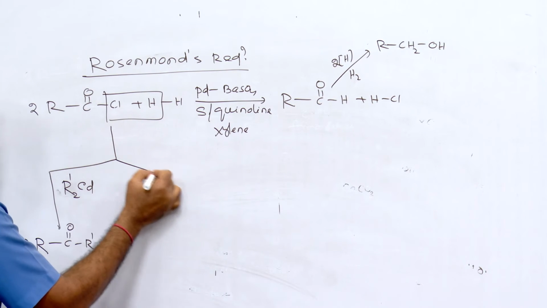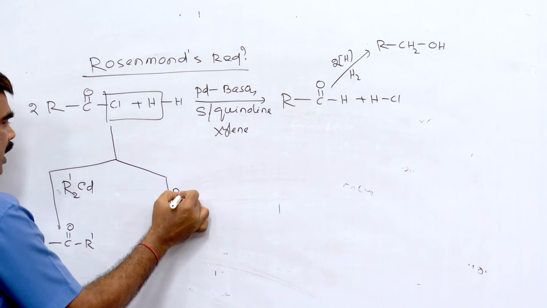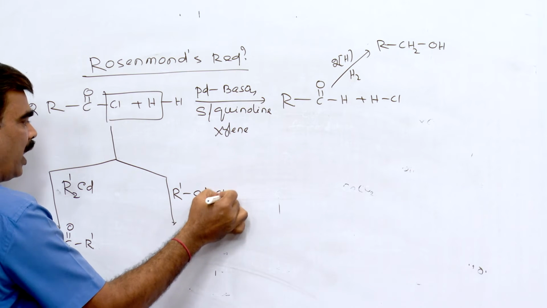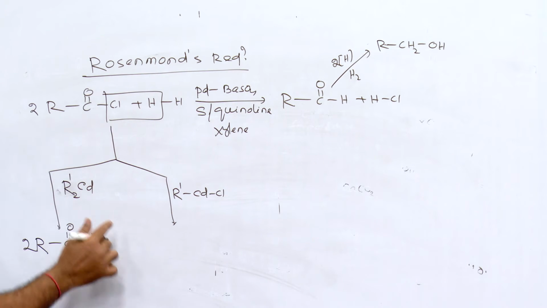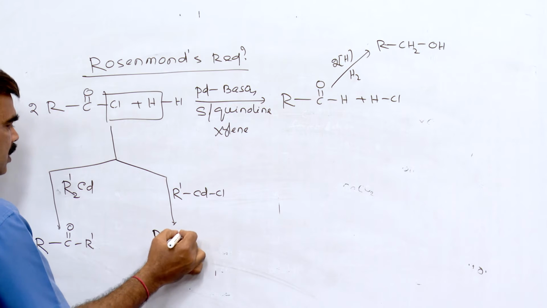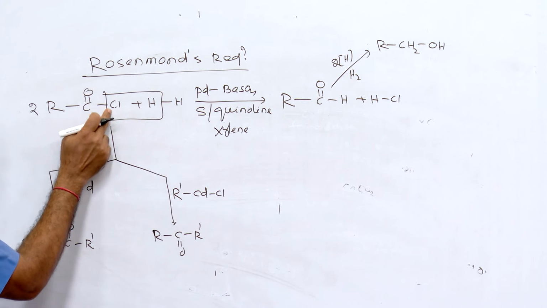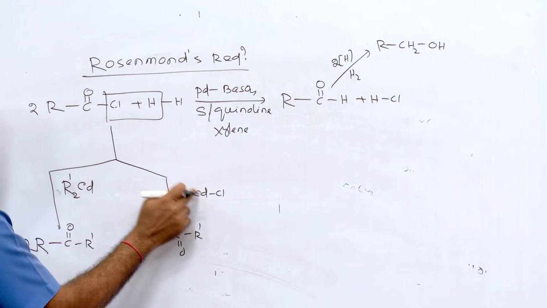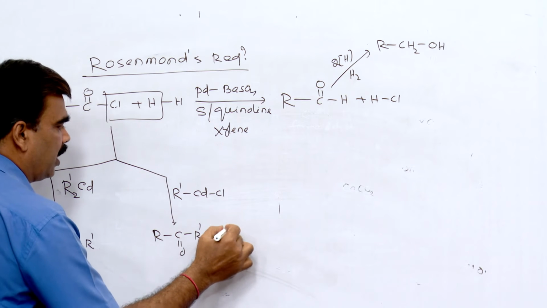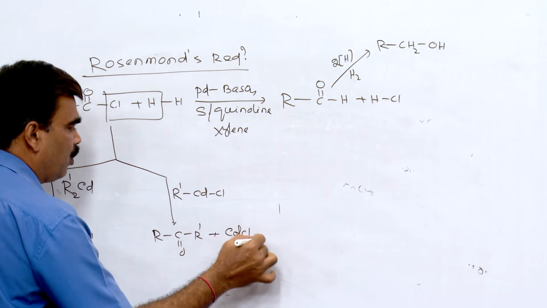You can also employ another reagent, alkyl cadmium chloride. You will also get the same product, RCOR dash. The R dash comes here and the chlorine goes from here to Cd and forms CdCl2. It will form cadmium chloride. You can get ketone.